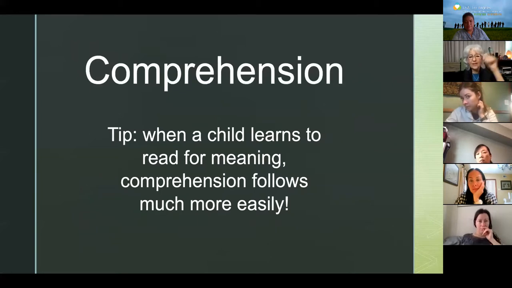I'm waving this flag forever. When a child learns to read for meaning, in other words, he thinks the only reason you're putting this thing in front of him is so he can find out what's in it, then comprehension follows much more easily because that's why he's reading.